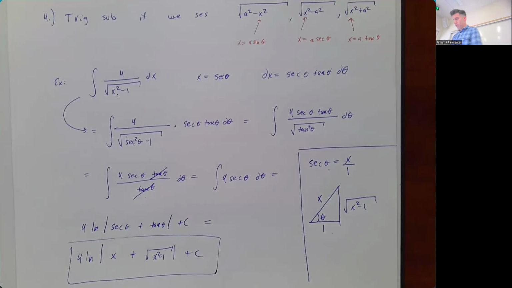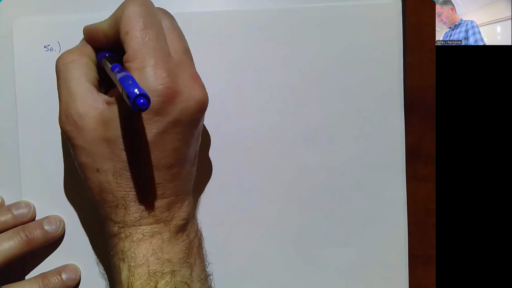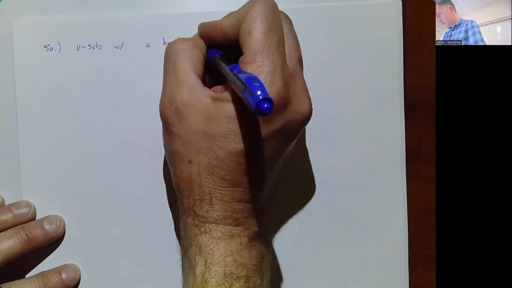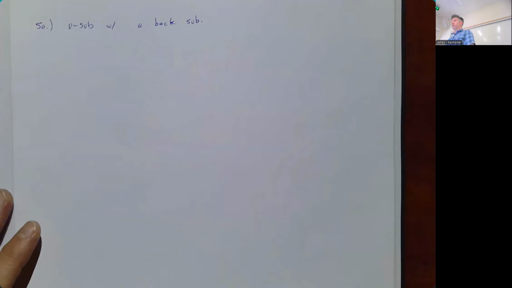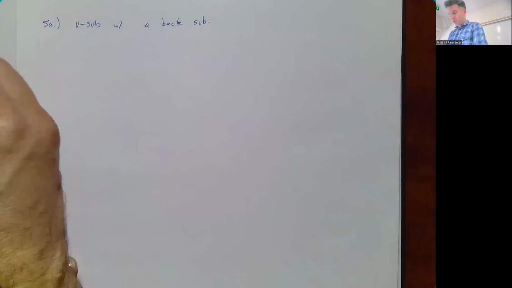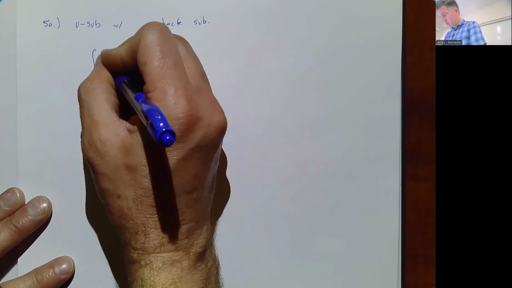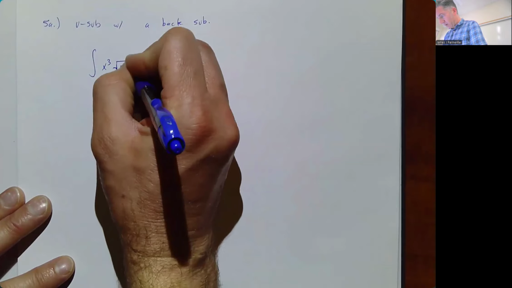So 2 more methods. I'm going to add in one here. This is going to be 5a. U sub with a back sub. So sometimes U sub is the way to go, but you've got leftover x's. For example, the one that's actually in the notes here, the integral of x cubed times the square root of 4 plus x squared.